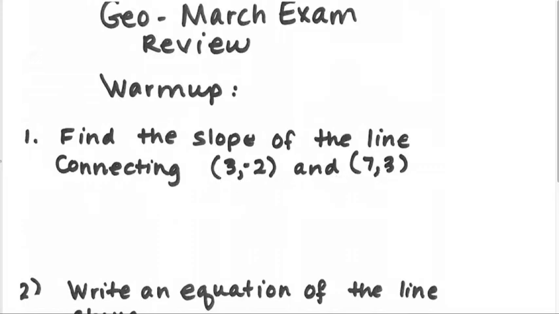(7, 3). So if you missed class and you're looking at this, we reviewed the fact that to find the slope, it's a change in y over a change in x. Rise over run, or y2 minus y1 over x2 minus x1.